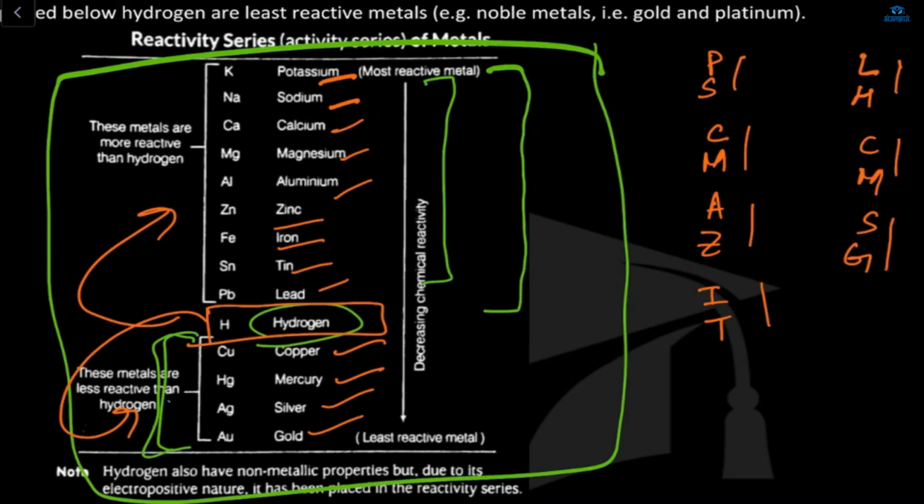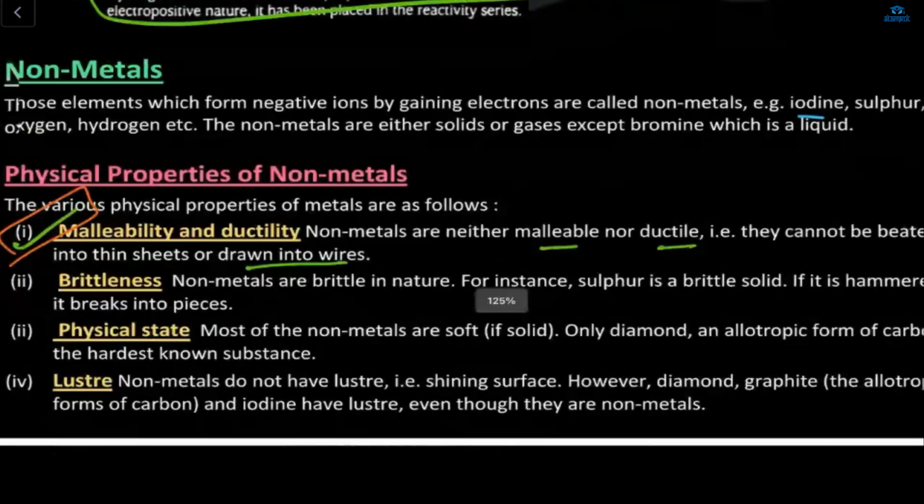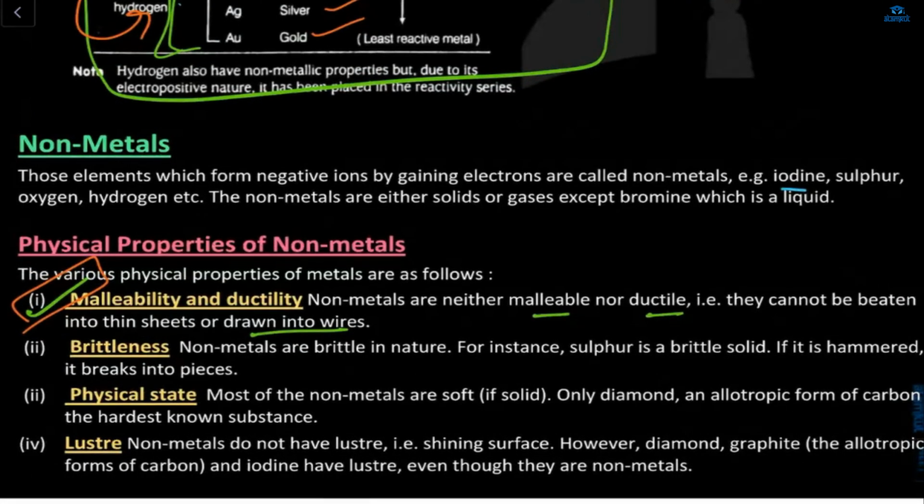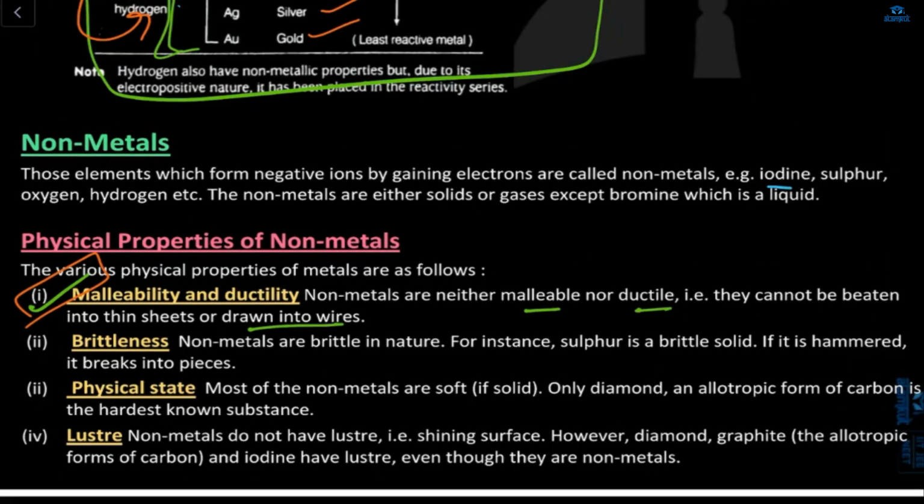Ma'am, I'm done with this one. Now the non-metals' physical properties are what? They cannot be beaten into thin sheets nor drawn into wires, because non-metals don't have the property of malleability and ductility. Brittleness: if we hammer a non-metal, what will happen? It will break into pieces. But for metals, if we hammer, it won't break into pieces.